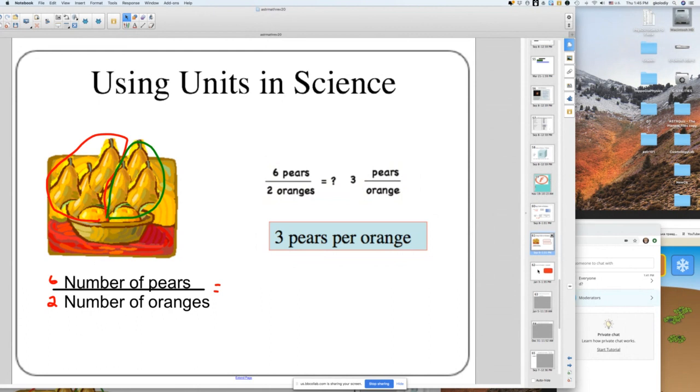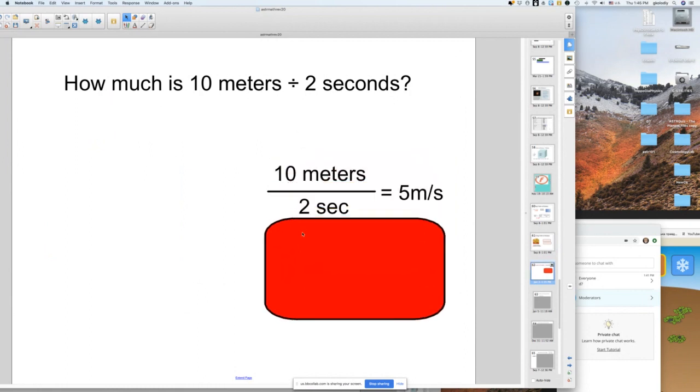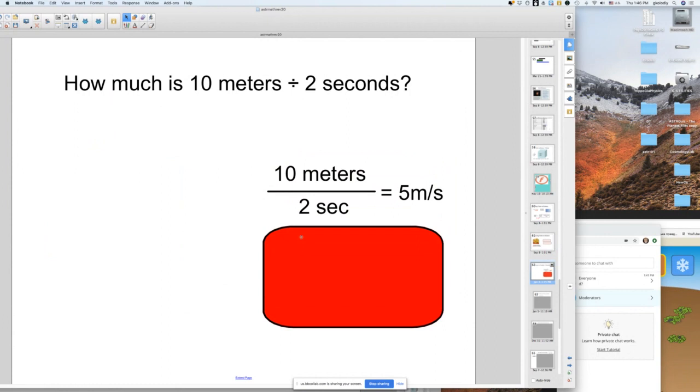It's a ratio. So of course this happens very often. One of the things we'll be doing is measuring the velocity of things, how fast they are moving. So let's say this is a toy car moving 10 meters in 2 seconds. Its speed is distance divided by time. 10 meters divided by 2 seconds, how much is that? 10 meters divided by 2 seconds is 5 meters per second. Just like pears per orange, we have meters per second.